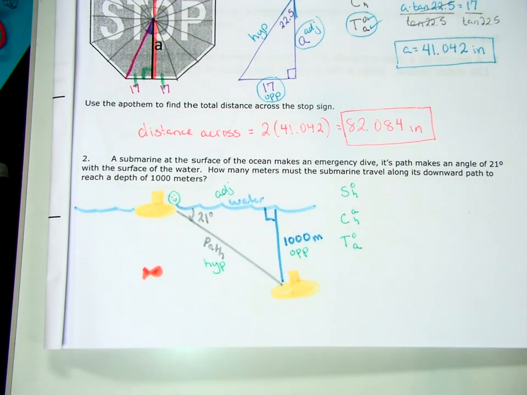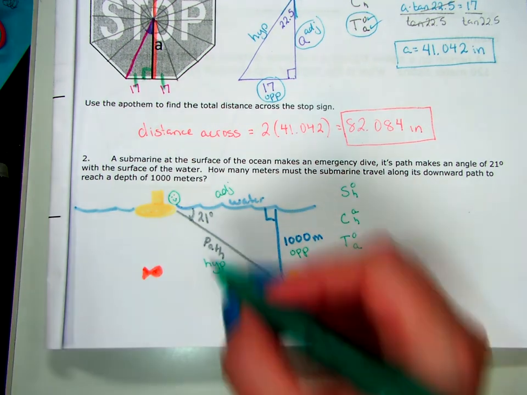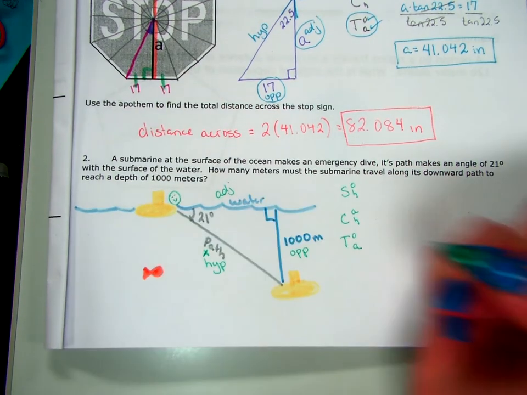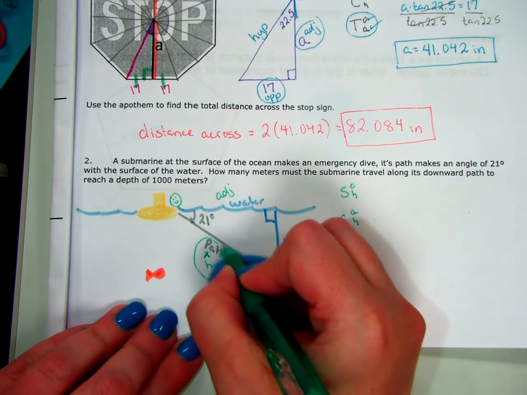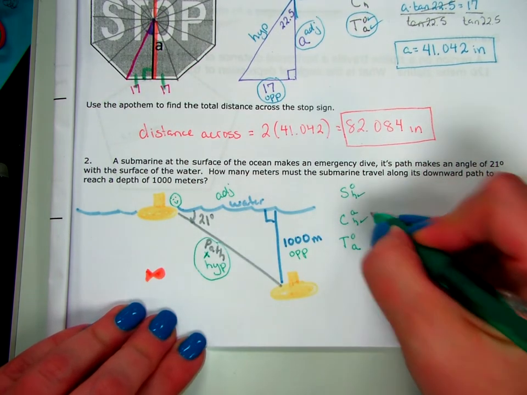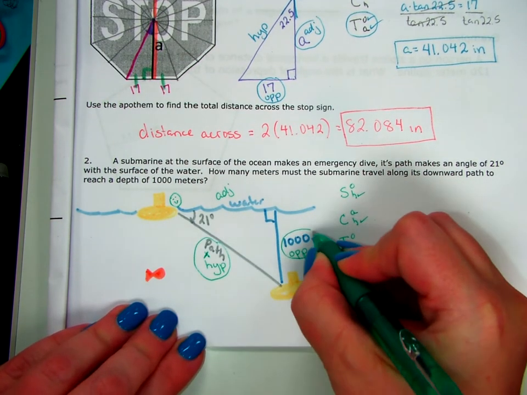Now, we need to make sure we read, because since we had to draw our own picture, we have to make sure the X goes in the right spot. How many meters must the submarine travel along its downward path? So where am I putting my X at? The path. This is what I'm trying to find here. So that means I need to find the path. That's the hypotenuse. And I know the opposite is 1,000.